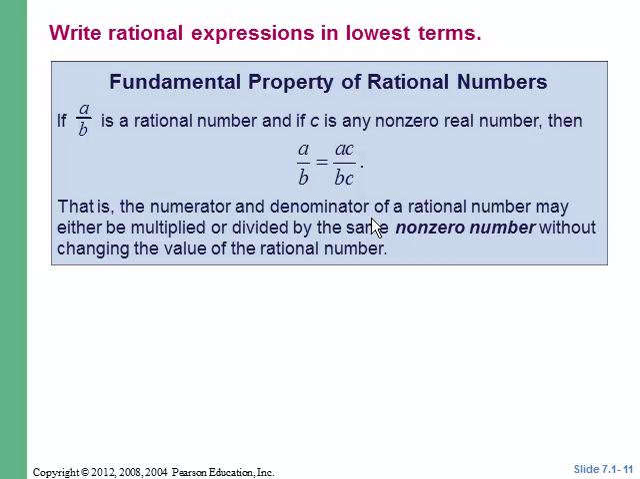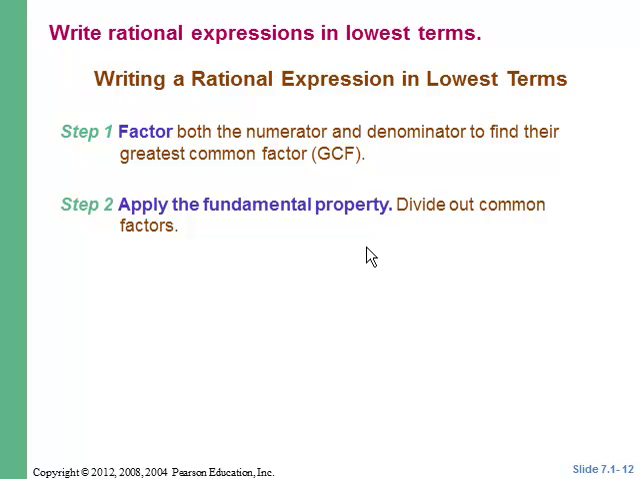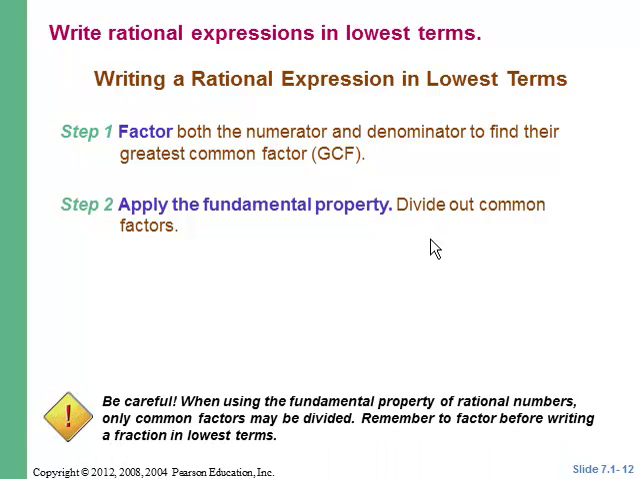Next one, writing expressions in lowest terms. Well, a rational expression is a quotient of two polynomials. So if we divide the top and bottom by that common polynomial, we should be able to simplify. So the first thing that we're going to do is factor the numerators and denominators and then divide out the common factors. Make sure that only common factors are divided.